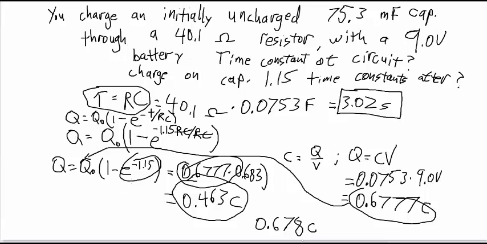I want to talk about an alternate way to approach the math here for you guys who like numbers more than letters. We found the time constant RC is 3.02, right? So really it's e to the negative 1.15 times 3.02 s over 3.02, which there you have 3.02 canceling. Same thing, just another way to think about it.